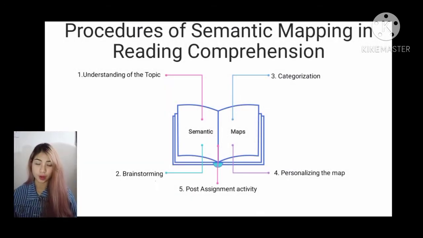There are procedures of semantic mapping that the student can apply in reading comprehension. The first one is understanding of the topic. Understanding of the topic is an activity done by the students before they read the text. The students draw a large oval on the paper and write the topic inside. For example, if they are reading about pollution, they write the word pollution inside the circle.